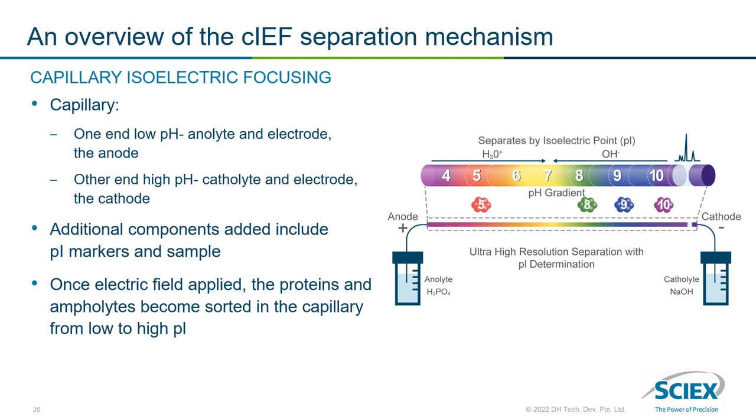Now that we know the basics of capillary isoelectric focusing, let's take a closer look at a diagram of what is physically happening inside of our capillary during the separation of our protein sample. At the left side of the diagram, we have our low pH anolyte and electrode, the anode. Over toward the right side of the diagram, we have our high pH catholyte and electrode, the cathode.